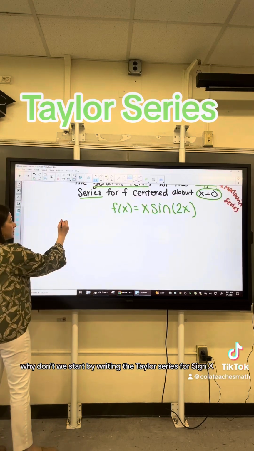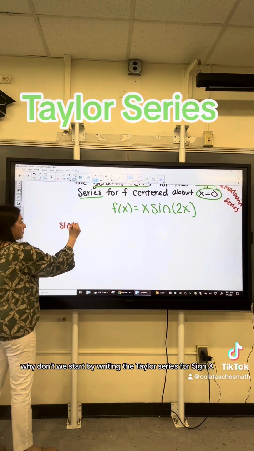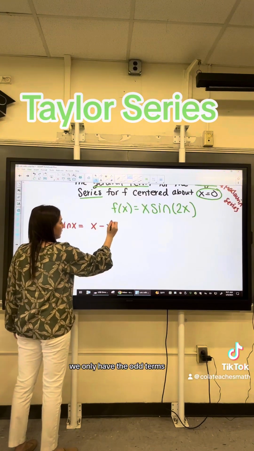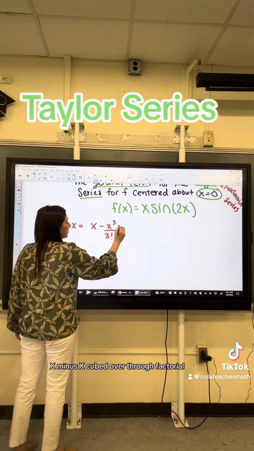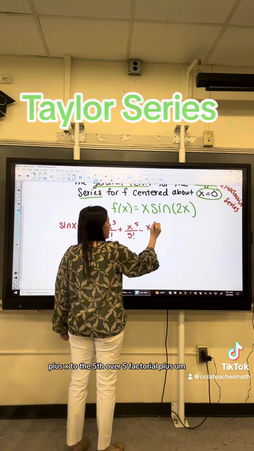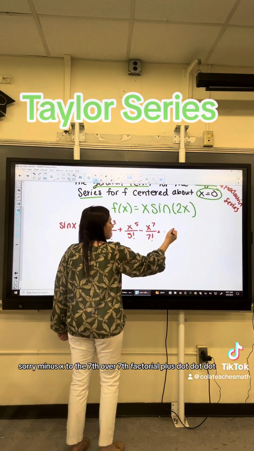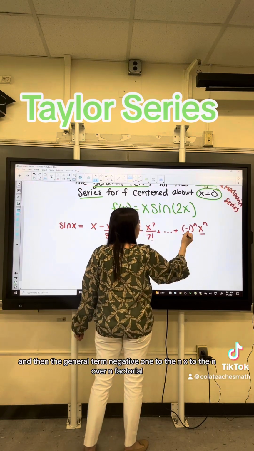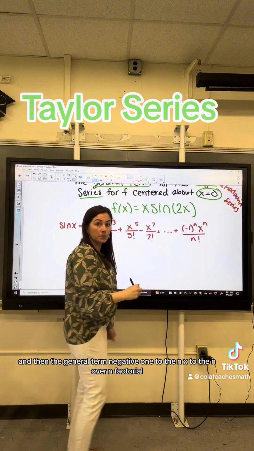Why don't we start by writing the Taylor series for sine x? And remember, all the even terms are dropping out. We only have the odd terms: x minus x cubed over 3 factorial, plus x to the 5th over 5 factorial, minus x to the 7th over 7 factorial, plus dot, dot, dot, and then the general term, negative 1 to the n, x to the 2n plus 1 over 2n plus 1 factorial.